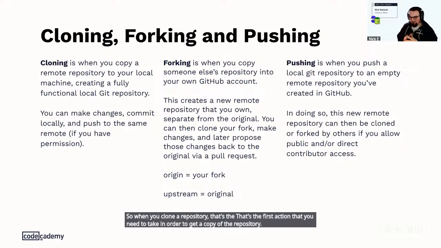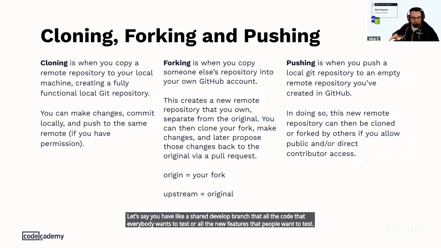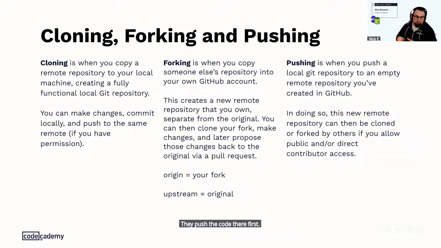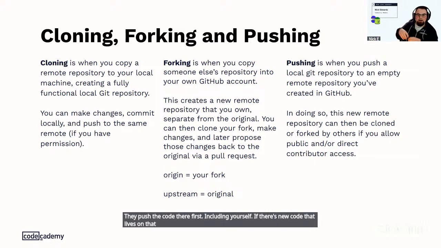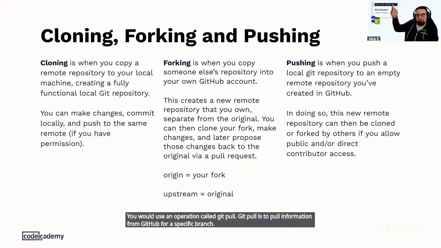But let's say once you've cloned the repository and you have all the code locally and you're making changes to it, let's say you have a shared develop branch that's all the code that everybody wants to test, or all the new features that people want to test. They push the code there first, including yourself. If there's new code that lives on that branch that you don't have within your local repository that you need before you push to GitHub, you would use an operation called git pull. Git pull is to pull information from GitHub for a specific branch. That way you just have the latest copies of it.